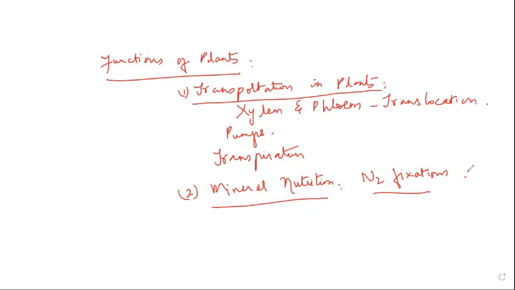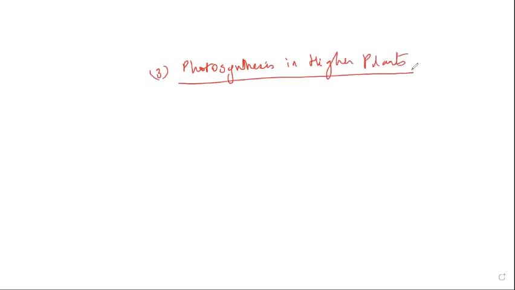Apart from other essential elements, nitrogen fixation also takes place in plants. So the next function which we are going to discuss in brief today is photosynthesis in higher plants. Plants synthesize their own food through photosynthesis, hence they are called autotrophs. All of us know this very well.